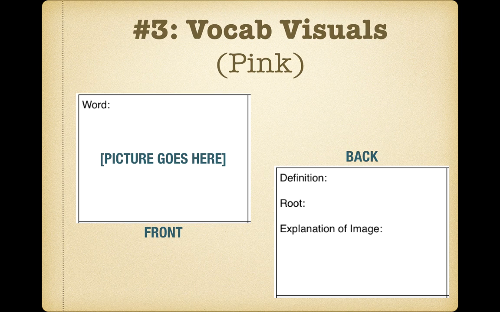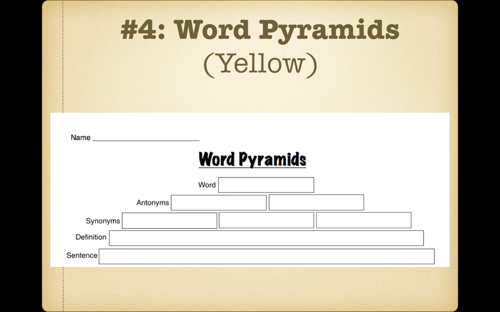Your third option would be to use the pink vocab visual squares. Remember, these are intended to be cut out with the word and the picture on the front, and then directly on the back, the definition, the root, and an explanation of your image. And your fourth and final option would be the yellow word pyramid sheet, where you're coming up with synonyms and antonyms for each of the words. So whichever of these 4 you choose, make sure you have the appropriate materials before continuing on with this lesson.